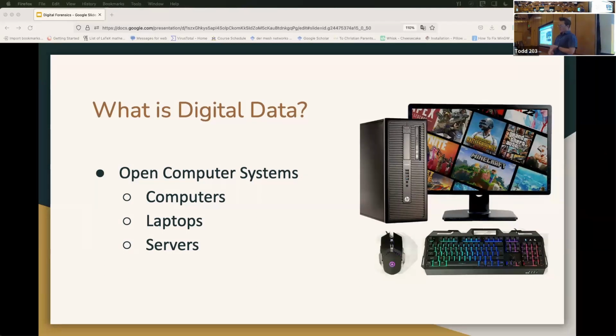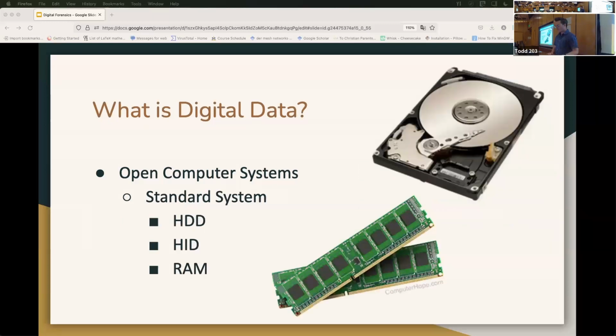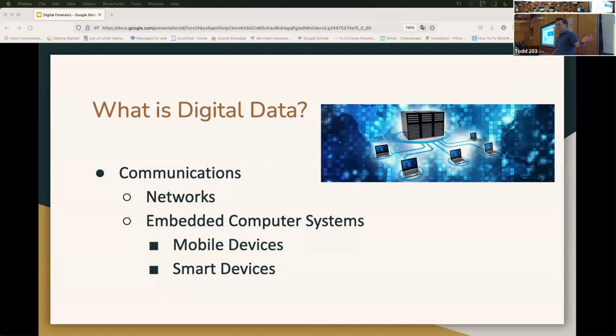So computers, laptops, servers, our standard open computer systems, we've got our hard drives, our RAM, right? Our digital data that we're looking for is anything that gives us this data or the evidence. So network communications are all part of this. Our embedded devices, mobile devices, smart devices, et cetera. These are all going to be where we go looking for our digital evidence if we see that there is a breach.